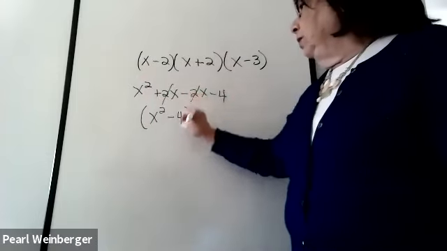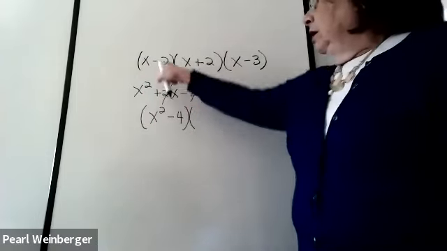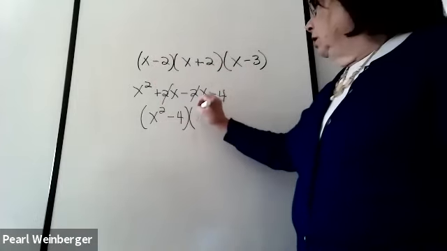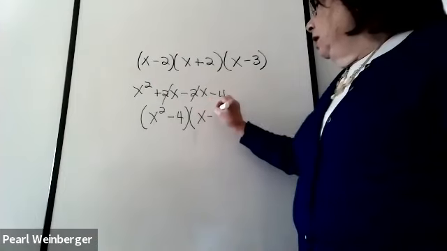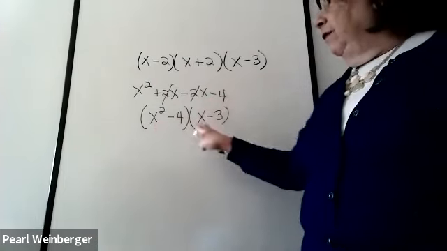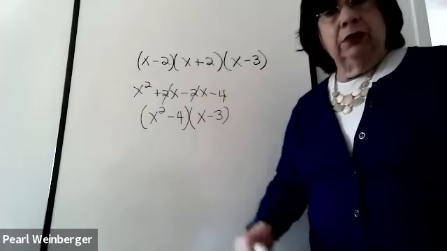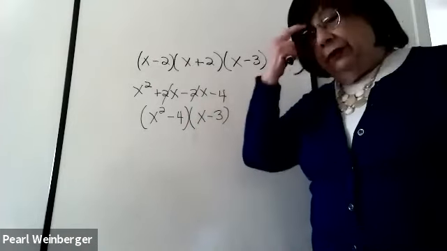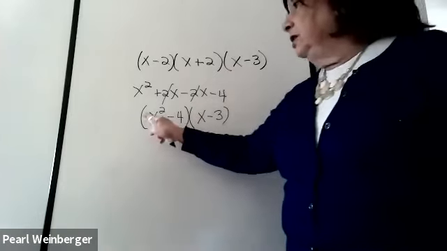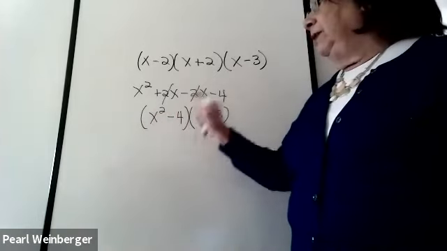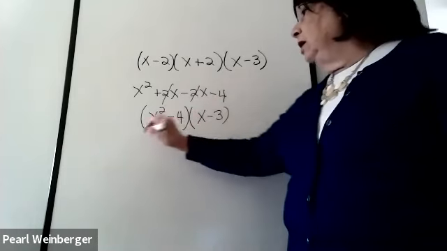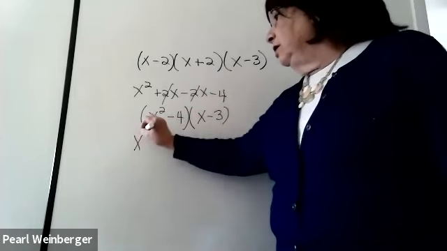Okay, going on with this problem. The x minus 2 times the x plus 2 gave us x squared -4. I still have to multiply it by the x minus 3. Now again, I have 2 binomials and I am multiplying. So I'm going to do the same thing. I'm going to use my FOIL. First, x squared times x. Now be careful. This is an exponent of 2. This has an exponent of 1. So that'll give me x to the 3rd.